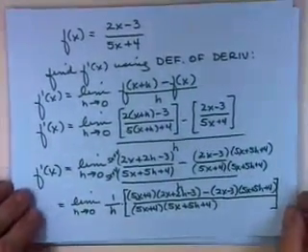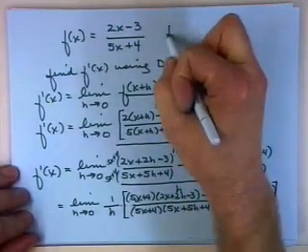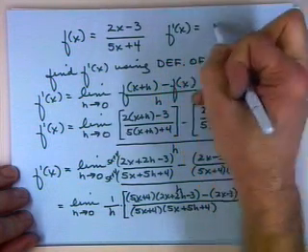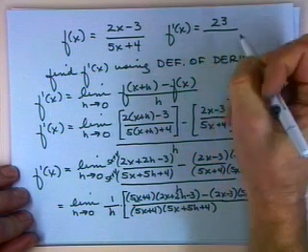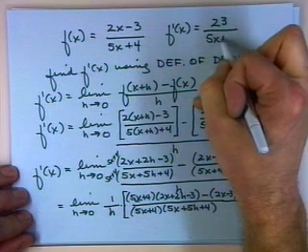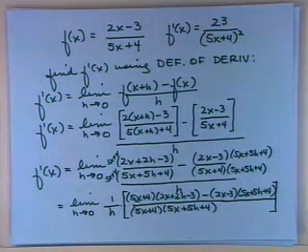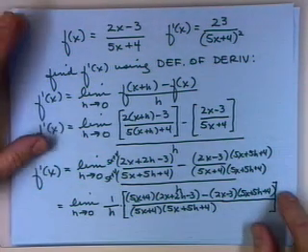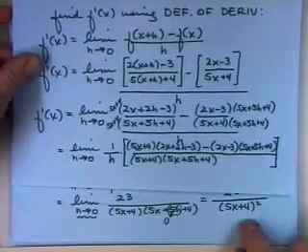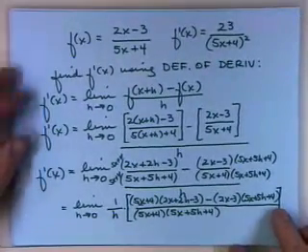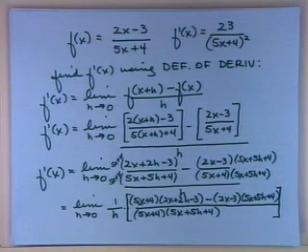So what did we start with? We started with a rational function. We ended up with another, a different rational function, which was the derivative function. And again, if you want to do that same picture process, isn't that what we got? 23 over 5x plus 4, the quantity squared. Yes, that's right.